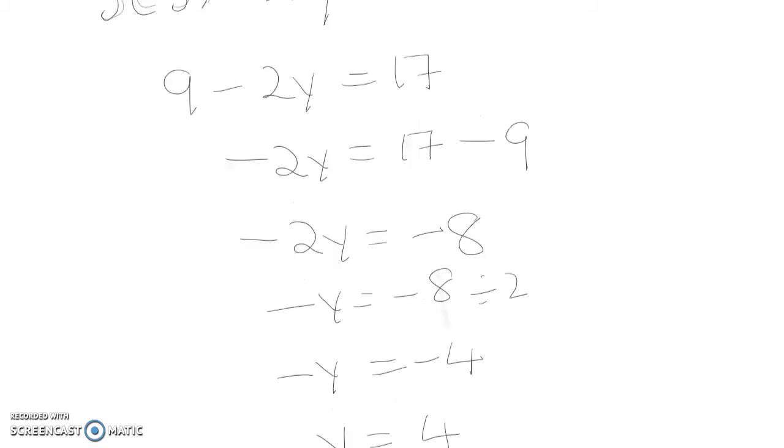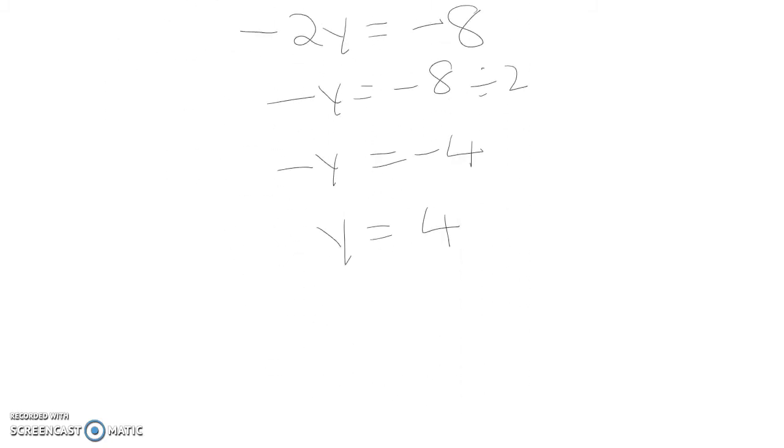Your final answer is x comma y, 3 comma 4. That's your point of intersection. That's your answer.